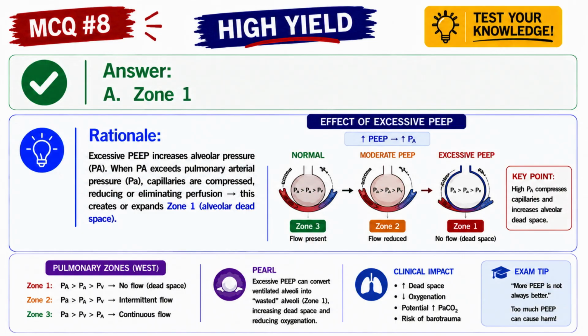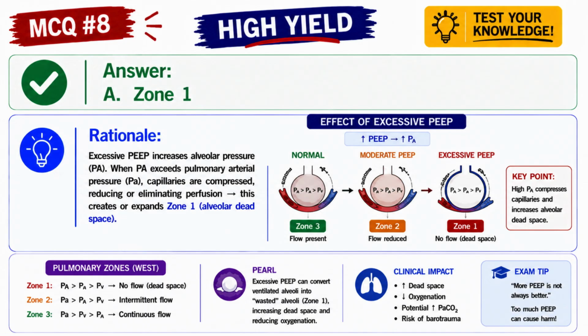But when you apply excessive PEEP, alveolar pressure rises throughout the lung. At the lung apex, already the zone of lowest hydrostatic perfusion pressure, the increased alveolar pressure is most likely to exceed the local pulmonary arterial pressure. Capillaries are compressed. Zone 1 expands. More of the lung becomes ventilated but not perfused. Dead space increases. This has two direct consequences.